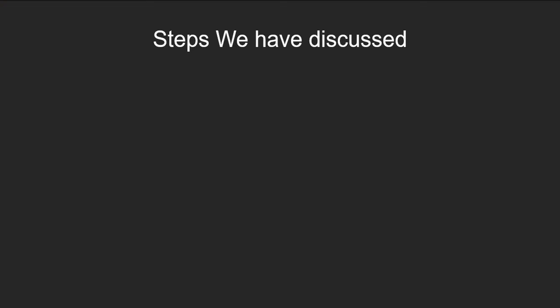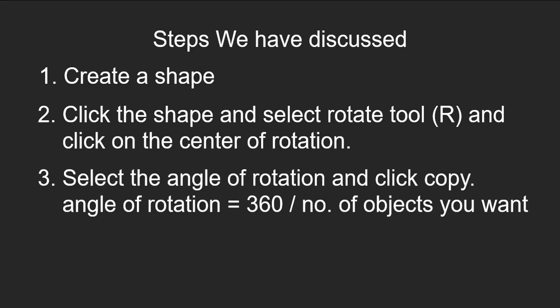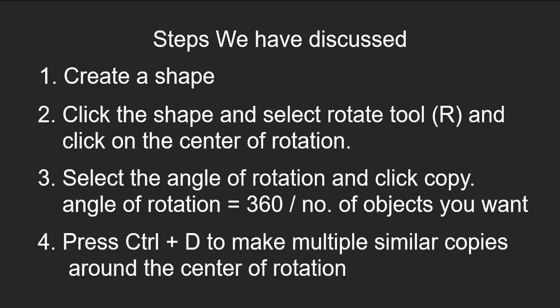Let me repeat the steps we have discussed so far. Number 1, create a nice shape. Click the shape, and select Rotate tool from toolbar or by pressing R on keyboard, and click on the center of rotation. Select the angle of rotation and click Copy. Note the formula for it. Press Ctrl+D to make multiple similar copies around the center of rotation.